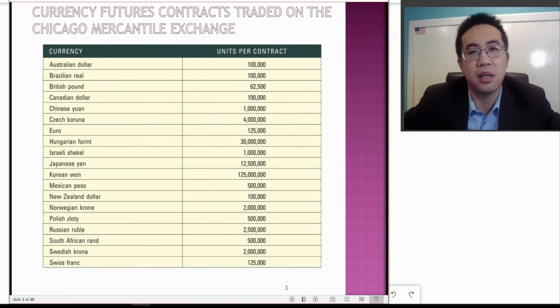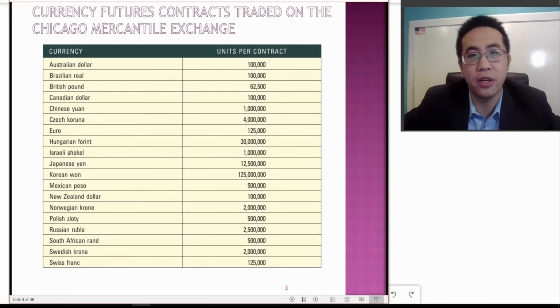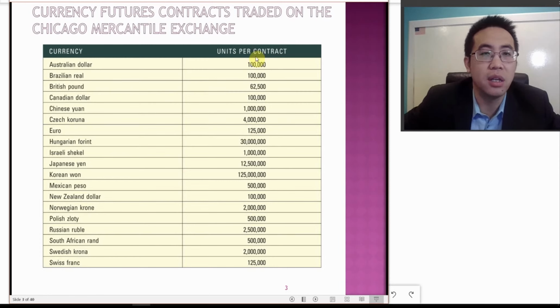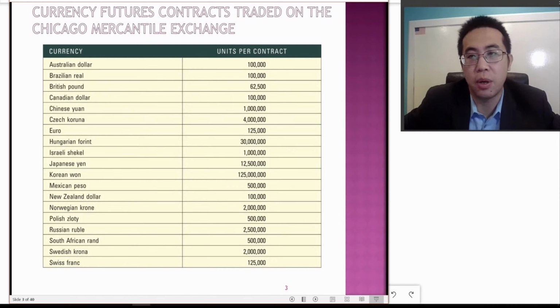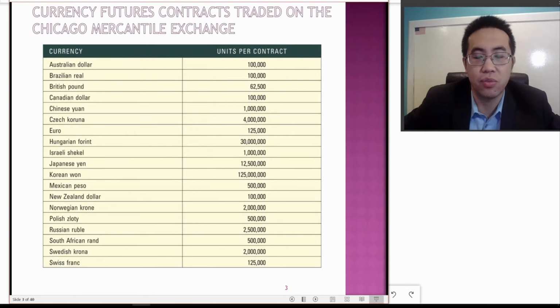And then talking about the standardization of the futures contract for exchange rates. We have all these currencies, as you can see, and for each one, the contract size, which is the minimum amount you can trade, is listed here. For Australian dollar, that's 100,000 Australian dollars per contract. So that's roughly 50,000 US dollars. And for Chinese yuan, that's 1 million Chinese yuan. That's roughly 150,000 US dollars.